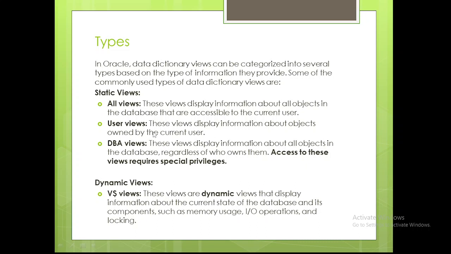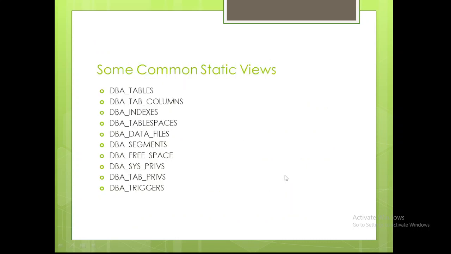So these are the common static views, and these are dynamic views. The views which start with V dollar, this is just a naming convention so that we'll understand them easily. V dollar. So these are dynamic views that display information about the current state of the database and its components such as memory usage, IO operations, and locks on the tables.